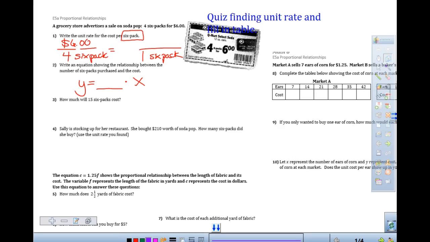by 6 or 6 by 4? Are you taking 4 and dividing it by 6, or are you dividing 6 by 4?